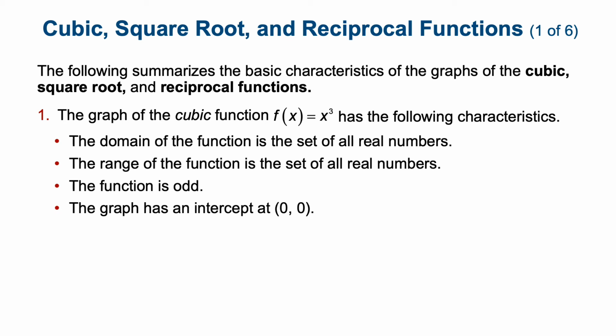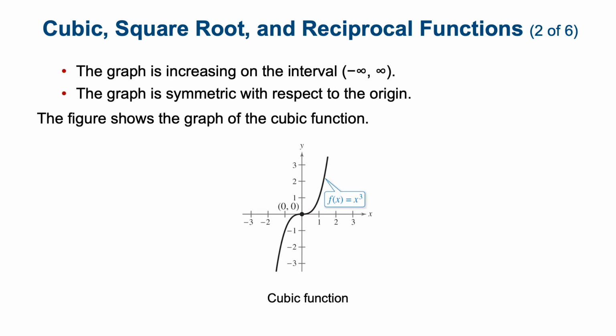And here are the characteristics. The domain is all reals. The range is also all reals. The function is odd, so it has symmetry about the origin. And the graph intercepts (0, 0), okay? So here we go, it looks like this. It goes from negative infinity to positive infinity, increasing the whole way. It's symmetric with respect to the origin, and it has an intercept here at 0. So x-intercept is 0, y-intercept is 0.